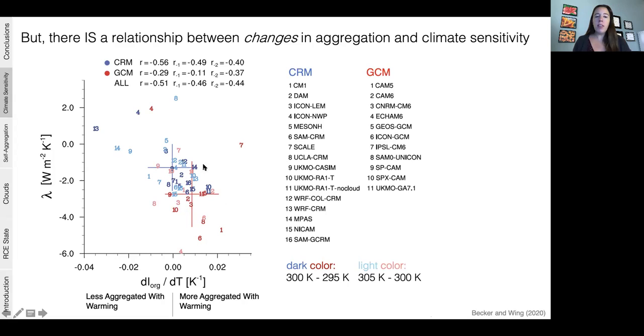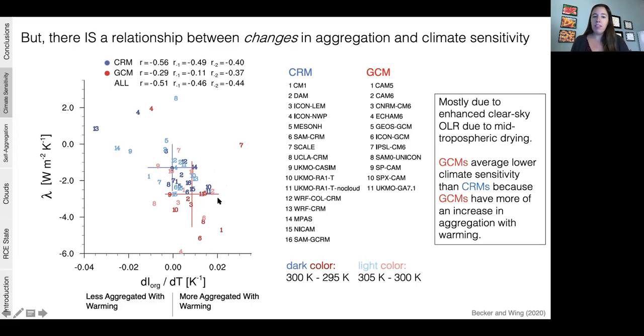And so for the models that have an increase in IORG, that become more aggregated with warming, those tend to have the more negative feedback parameters or lower climate sensitivities. Models that have decreases in aggregation with warming tend to have the smaller feedback parameters or higher climate sensitivities. We also note that the red models, the GCMs, on average have lower climate sensitivities, more negative feedbacks, because the GCMs on average have more of an increase in aggregation with warming, whereas for the cloud resolving models, the average change in aggregation is 0.